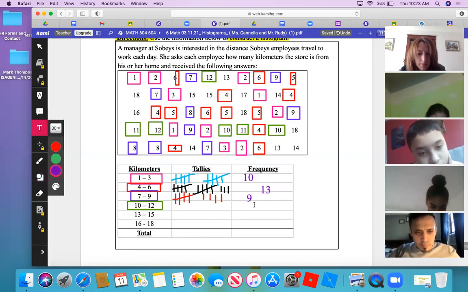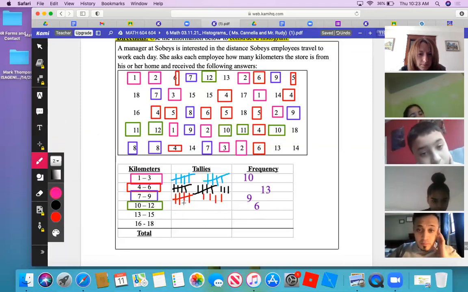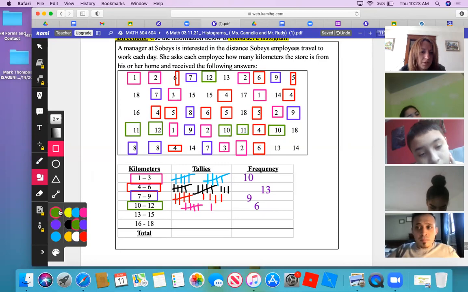Okay. How many tallies, how many bundles of 5 are there, guys? There's 1 bundle of 5 and 1 tally. Awesome. Okay, who wants to do 13 through 15?